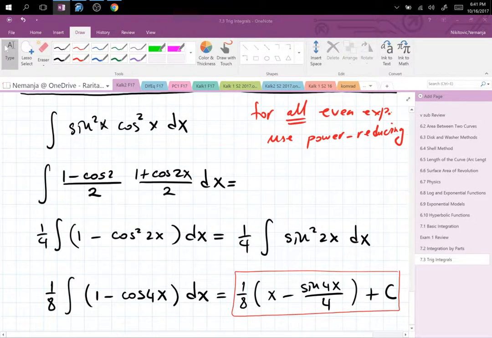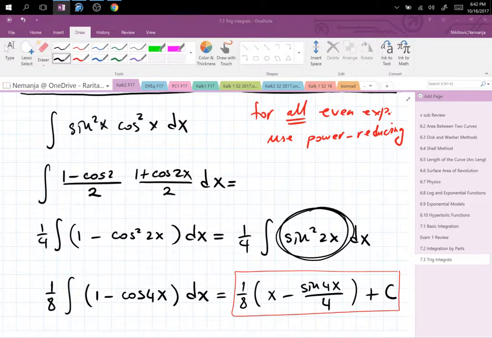When you have all even exponents, you can have just sine, just cosine, or a combination of sine and cosine. If you have only even exponents, the way to do it is the power reducing formula. If you don't know power reducing formulas, well, tough luck, right? Pick a different major. How about that? I use the power reducing formula here. Power reducing is over 2, so a half from power reducing and a quarter in front. Quarter times half is 1/8.